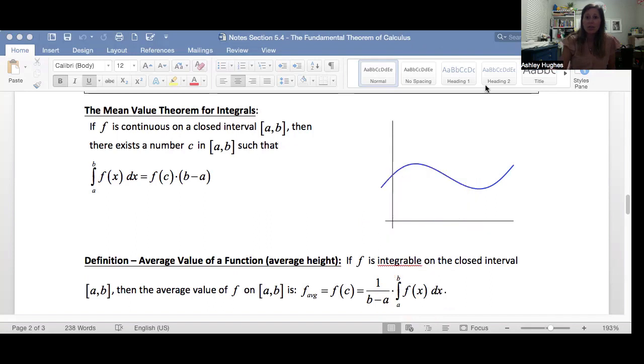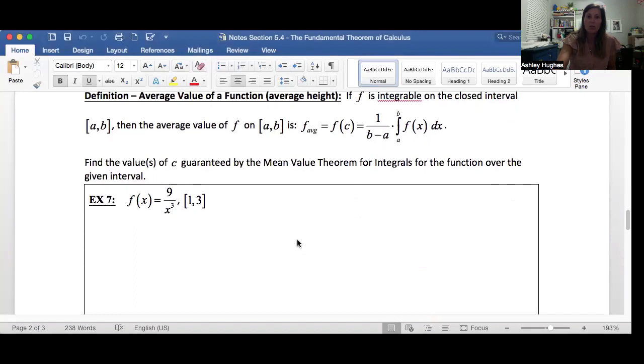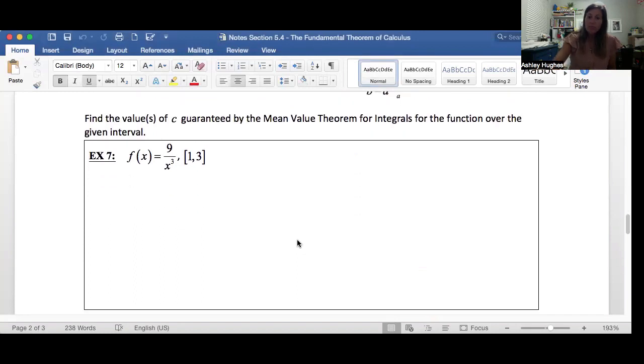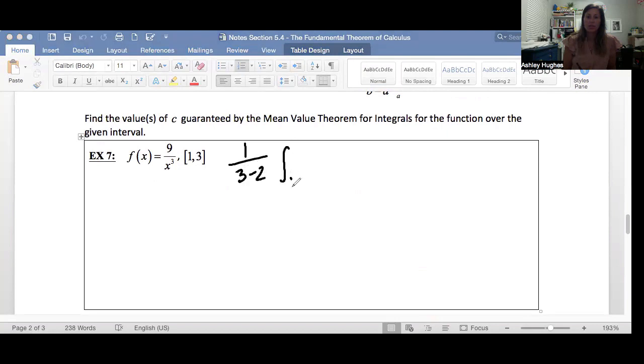As far as calculating it, you calculate it just like we did with the fundamental theorem of calculus. You just put 1 over b minus a in front of it. So how do we find the average value? We would say that it's 1 over 3 minus 2, the interval from 1 to 3, of 9 over x cubed dx.